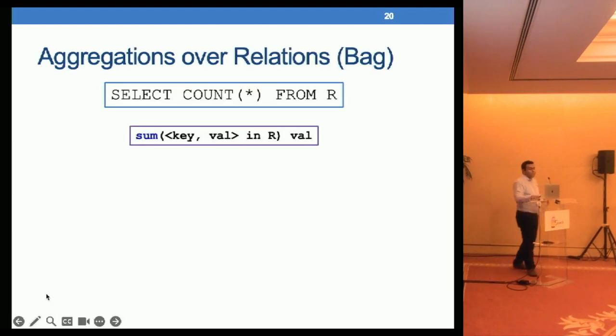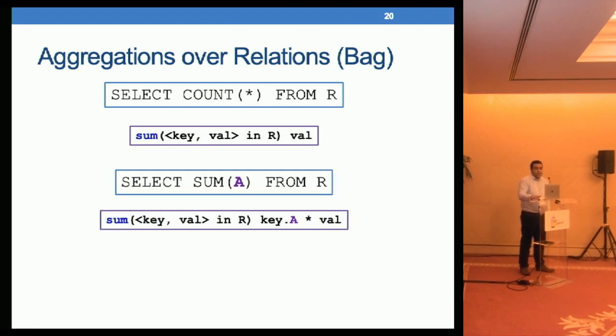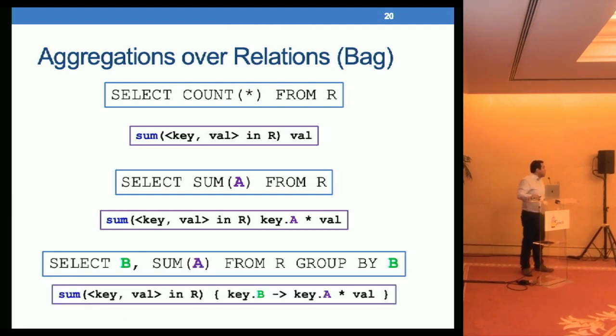So we can capture the translation of a bunch of SQL queries to that. Whenever we have a count query, we just need to sum up the multiplicities together. Whenever we have a summation of a particular attribute, we have to multiply that attribute with its multiplicity and sum them up. And we can also capture group by aggregates by introducing a dictionary with the group by key as its key.